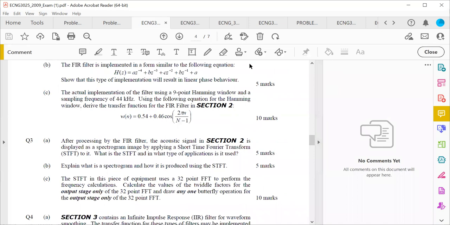Let me see if I can do it here. The ideal frequency response looks like this. This is what an ideal low pass filter would look like. It passes, and at some cutoff frequency, it does this. But of course, when you do this in frequency, the time response is a sinc function. So when we start with a Hamming window design, we assume this ideal response, but then we have to convert this to the sinc function.